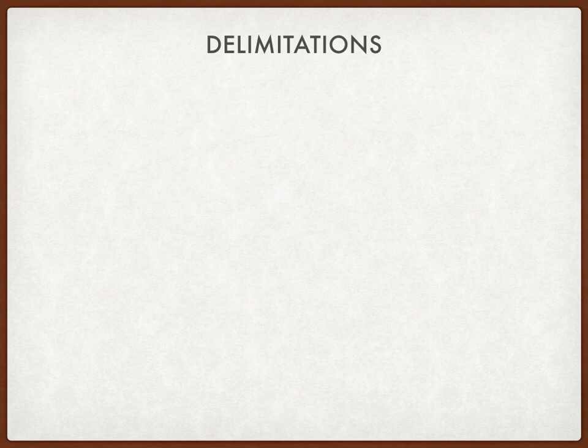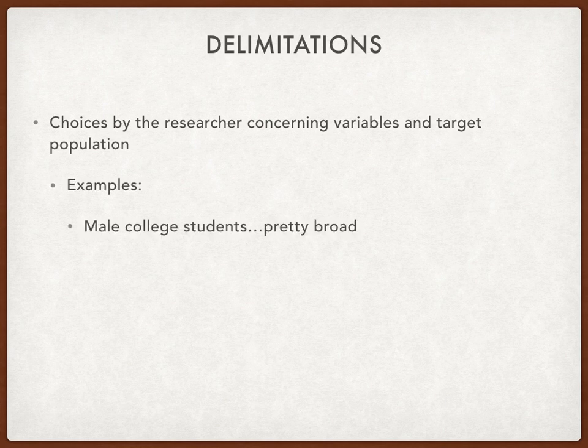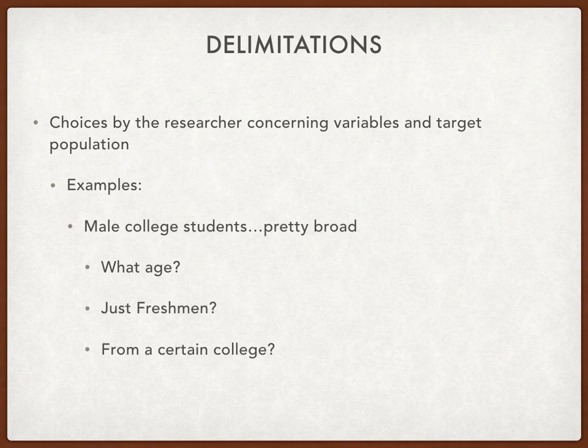Our next area is called delimitations. These are the choices by the researcher concerning the variable and target population. Some examples here: say your target population is male college students. That's pretty broad. What age are these students? Are they just freshmen from a certain college? Some other things that we can delimit are the types of PROMs or pain scales. It can be anything that the researcher controls. Again, those are the choices that you make as the researcher concerning the variables and the target population. Again, I'm going to give examples of all these in part 2.